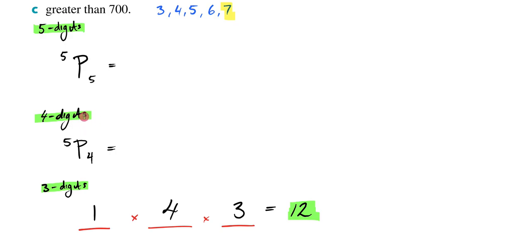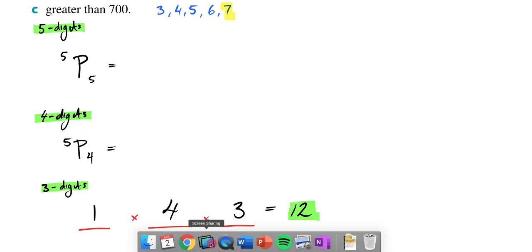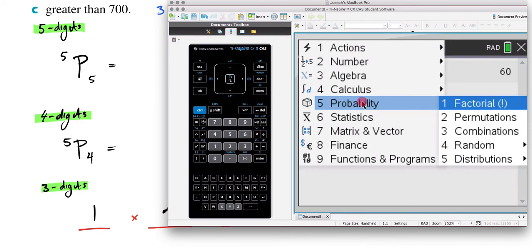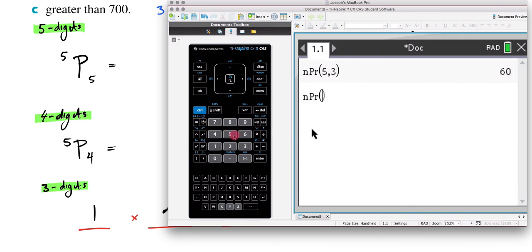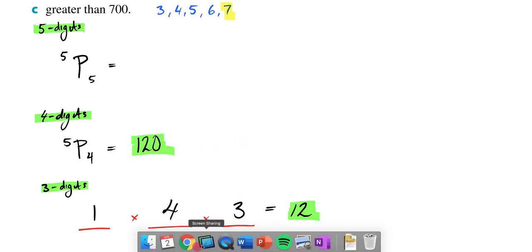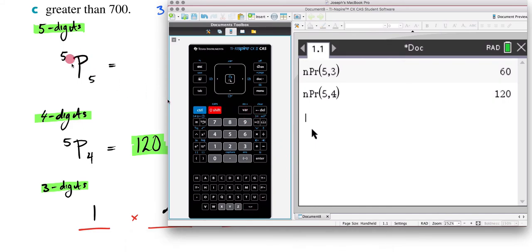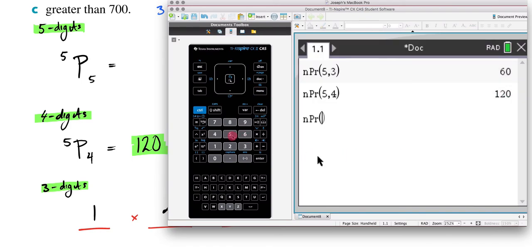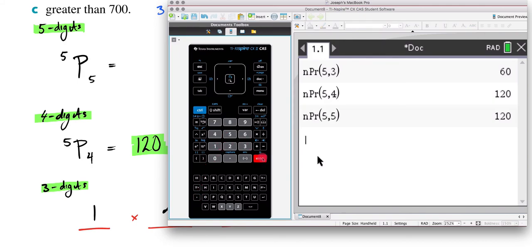I now need to figure out what my 4-digit numbers will be. So I need to bring up my CAS. I'm going to go menu, probability, permutations, 5, 4. Enter. It will be 120. So I'm going to come over here and write 120. Then I'm going to highlight that. Then I'm going to go back to my CAS. There it is. And now I need to put this one in, 5P5. So I'm going to go menu, probability, permutations, 5, 5, enter, 120.